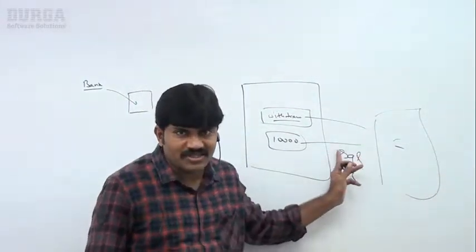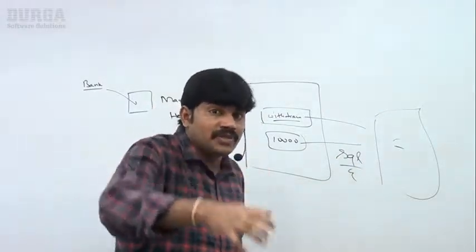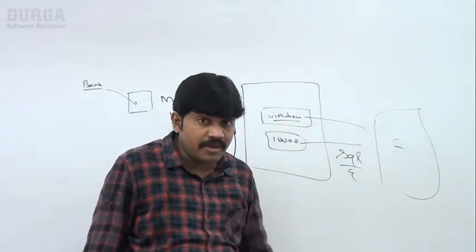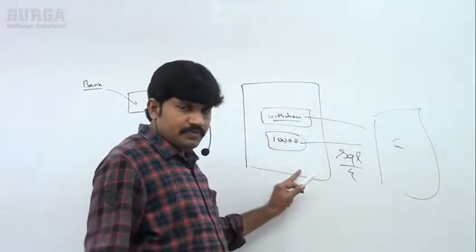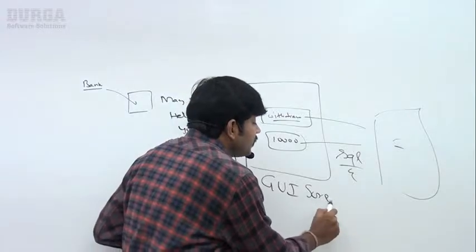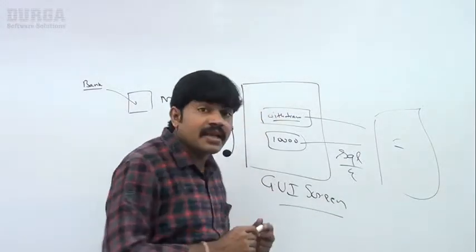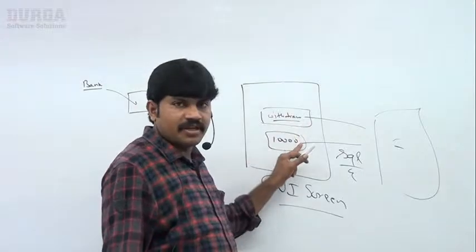Are you in a position to understand, right? This type of feature is nothing but abstraction. Bank people, through the ATM GUI screen, are going to highlight the set of services that they are offering.